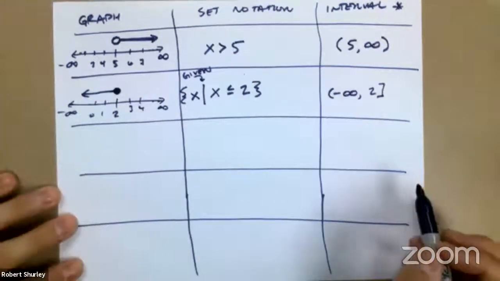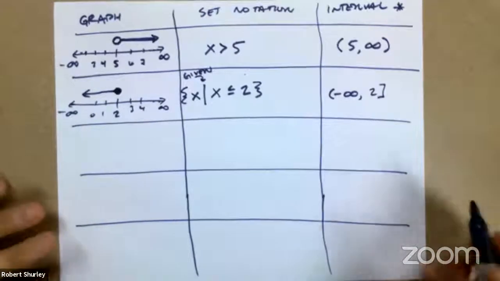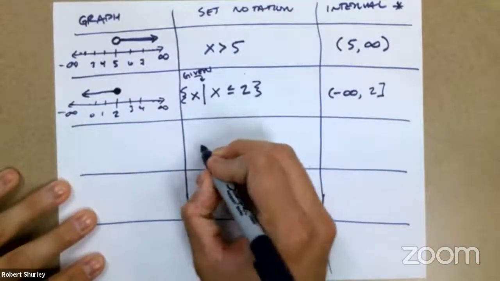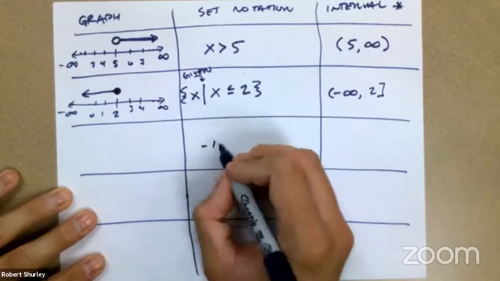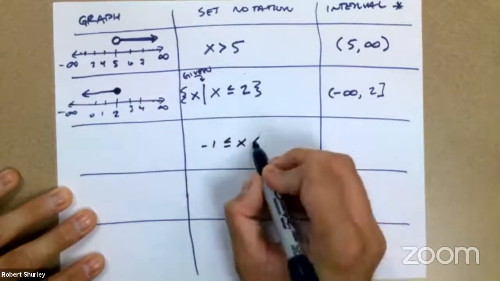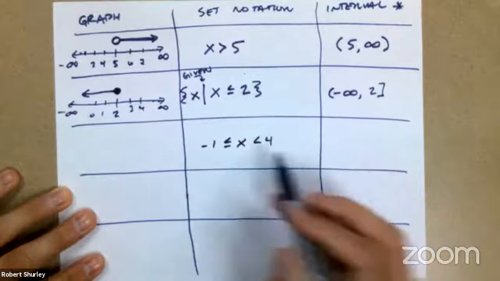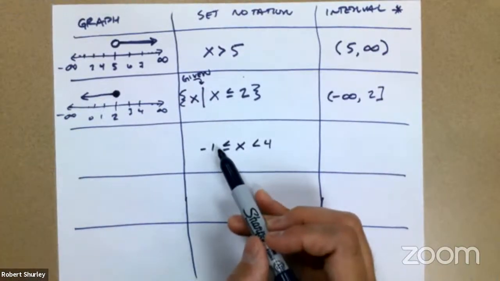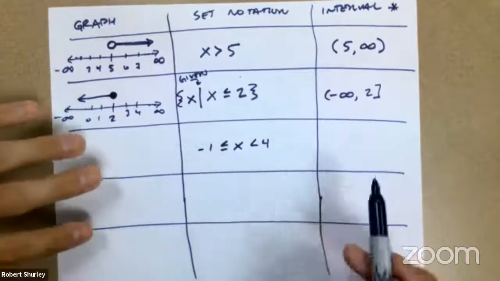Okay. So let's say we looked at another one where we were kind of in between two different numbers. Let's say we were in between -1 is less than or equal to x, which is less than 4, something like that. Okay. So what this means is x can be anything given it's between -1 and +4.